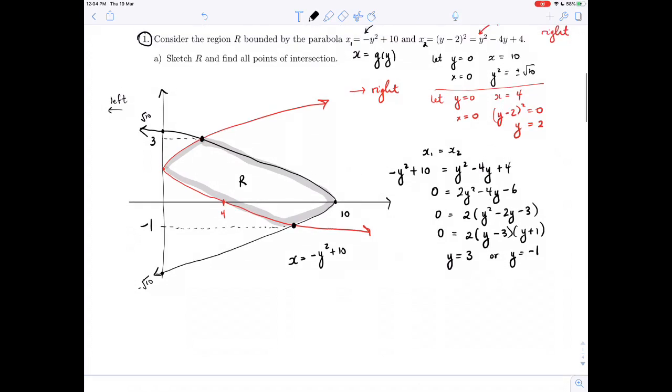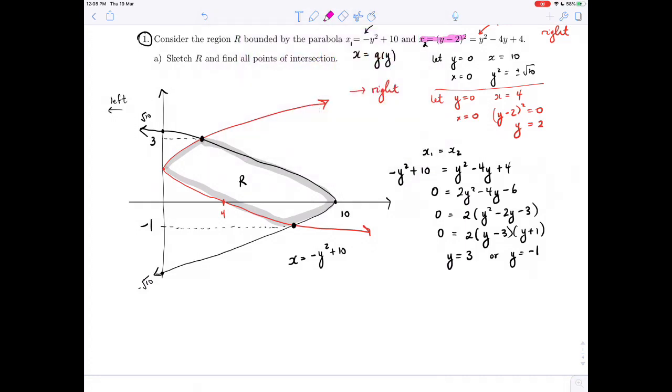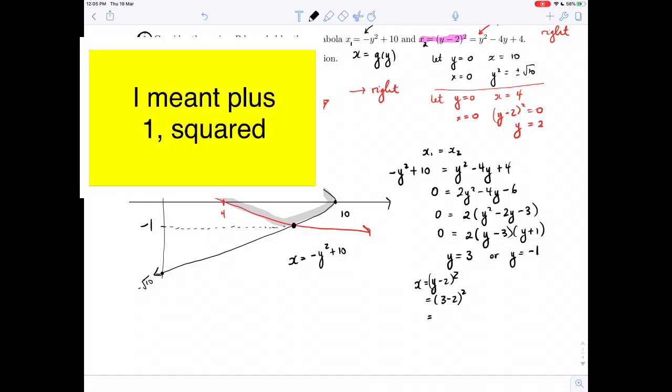So we're going to plug back into one of the formulas. It really doesn't matter which one, so let's plug into the formula here. X is equal to y minus 2 squared. So if x is equal to y minus 2 all squared and y is equal to 3, then we get 3 minus 2 squared, which is minus 1 squared, which is 1.